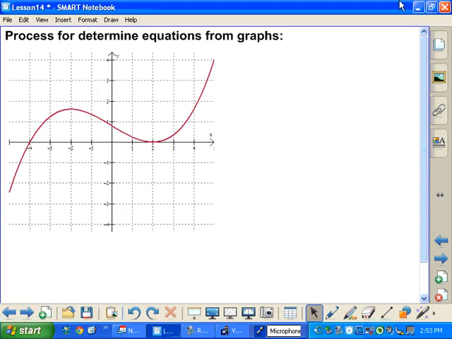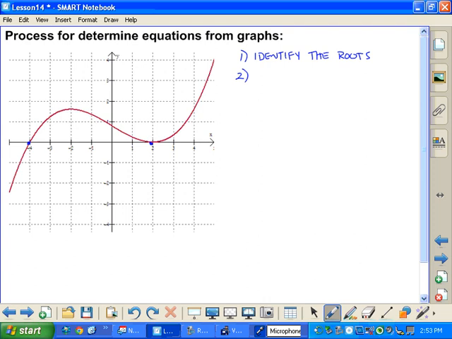All right, last two examples then. It's the process for determining equations from graphs. So here are the steps. Step one is identify the roots. So our roots would be at +2 and at -4, it looks like.